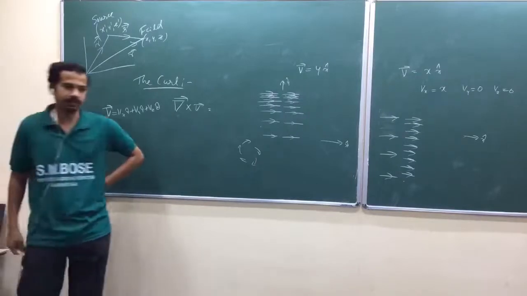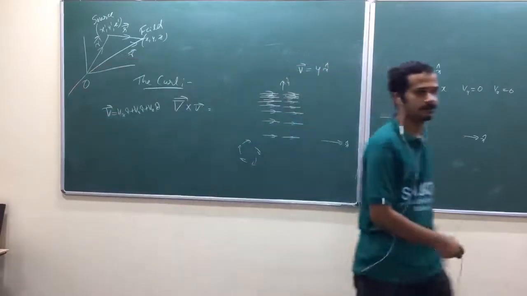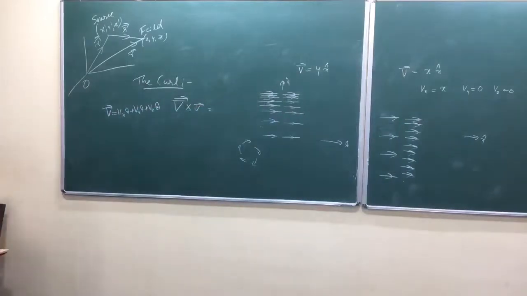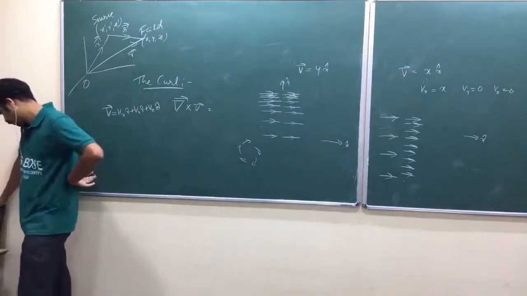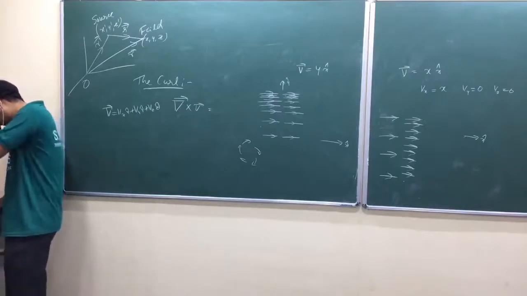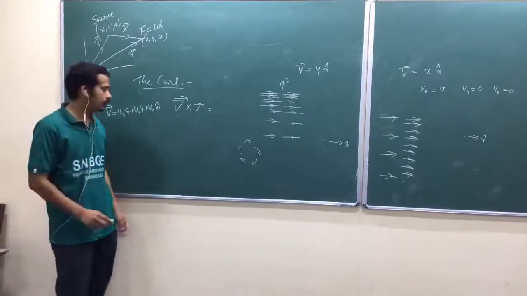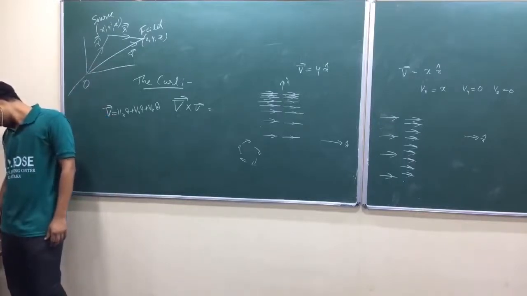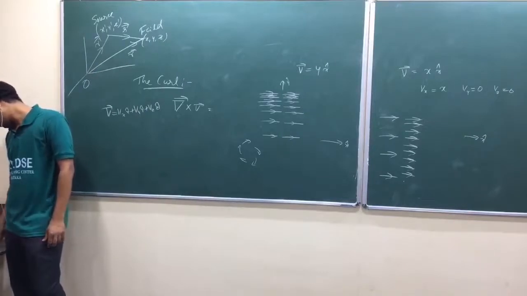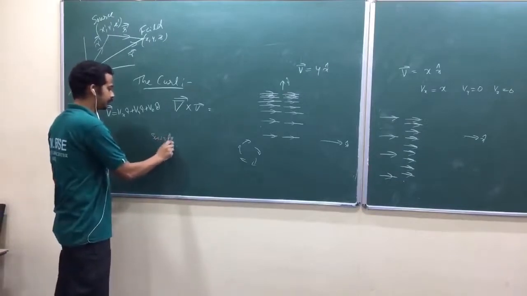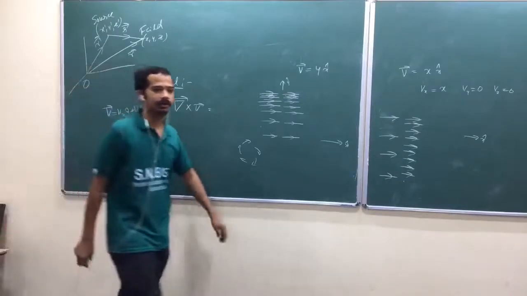Del cross V is a measure of how much the vector V swirls around a point of interest.